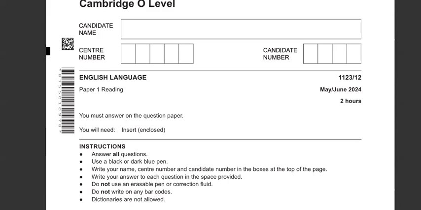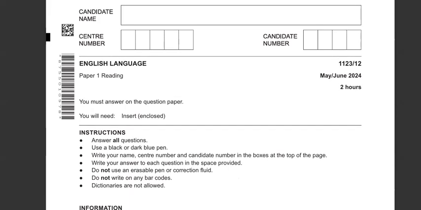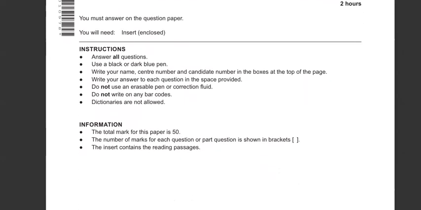Dictionaries are not allowed. For this paper, you are not at all allowed to use any dictionary. Remember, the invigilators will not be able to give you the meaning of any vocabulary word. The rest of the information regarding the paper is that this paper is of 50 marks, 25 marks for Section A and 25 marks for Section B. The total marks for each question are shown in brackets.